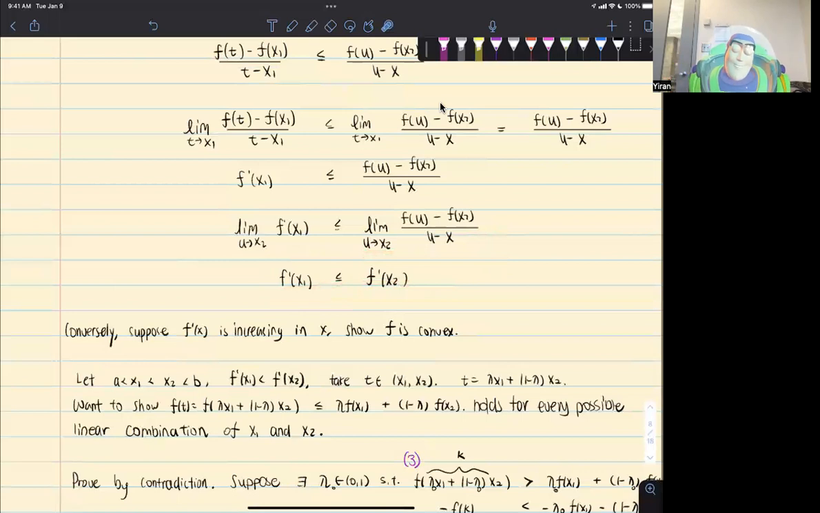Now we want to show that if f prime is increasing, then f is convex, and we're going to show that by contradiction.